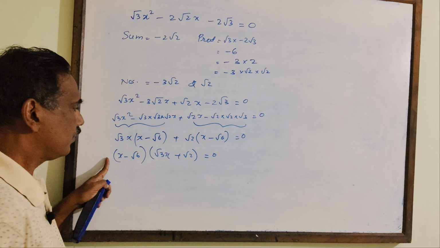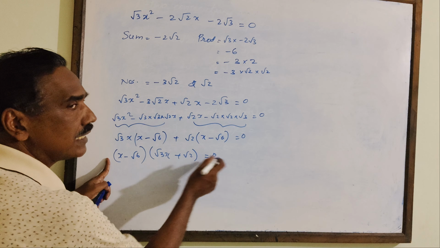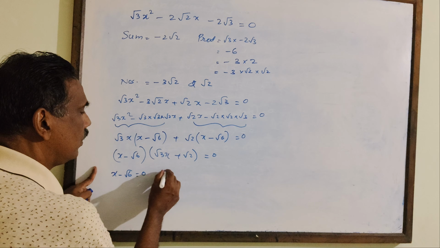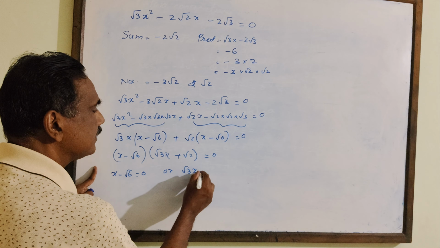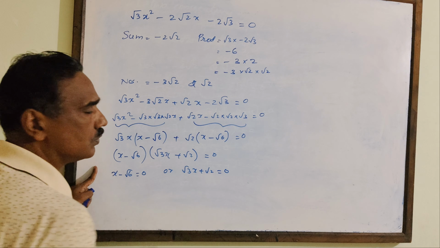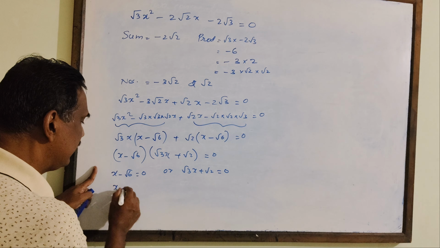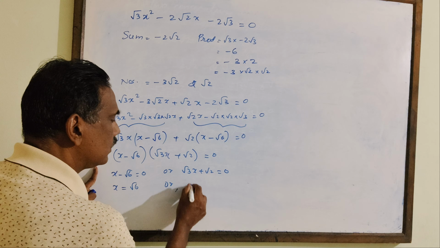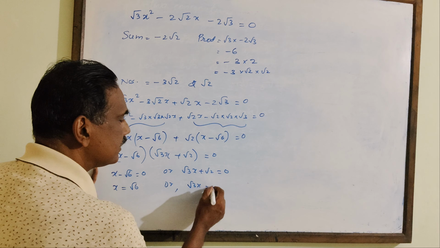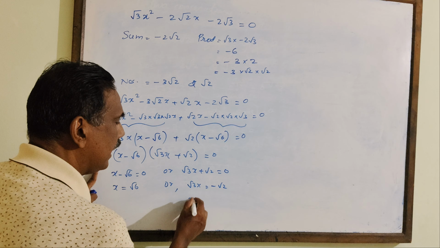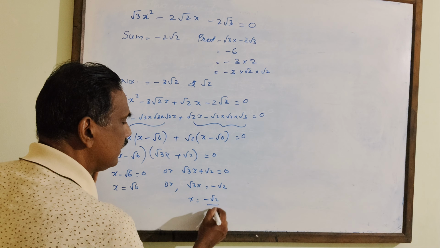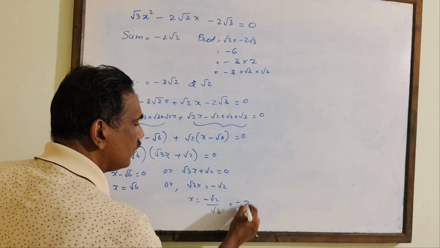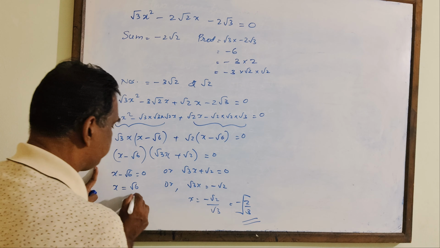First factor can be 0 or second factor can be 0. First factor, x minus root 6 equal to 0 or root 3x plus root 2 equal to 0. So therefore from here you are getting x is equal to root 6 or here root 3x equal to, shift it, minus root 2 or x is equal to minus root 2 divided by root 3, that is equal to minus of root 2 by 3.